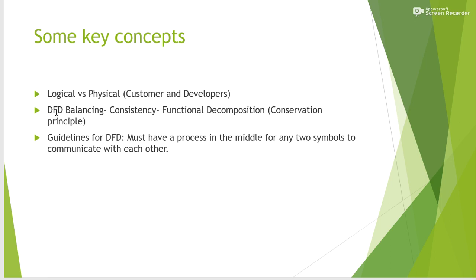The other terminology which is very important here is DFD balancing, which is used for consistency, to check if two diagrams at different levels, level 0 or level 0 and level 1, are consistent with each other or not. Are they okay or not? Are they balanced or not? For this, we do functional decomposition by applying the conservation principle. The functional decomposition is done and the conservation principle is applied to maintain the number of inputs and outputs at different levels as the same.